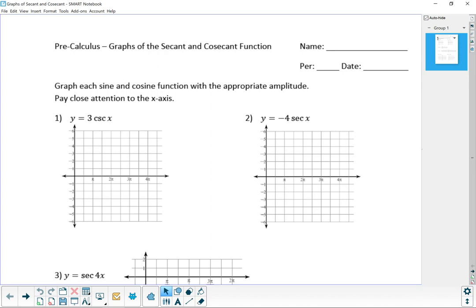All right, everyone, let's go ahead and do this. We're doing the graph of the secant and cosecant function. I know some of you guys were not here, but just follow along. Graph of number one, 3 cosecant x. 3 cosecant x is related to the sine function.